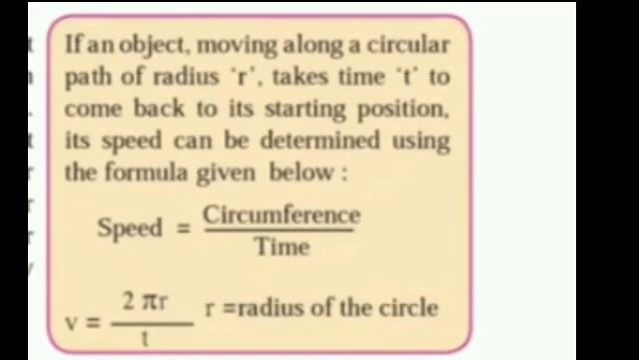If an object moving along a circular path of radius r takes time t to come back to its starting position, its speed can be determined using the formula given below. Speed is equal to circumference divided by time. Speed is v, circumference is 2 pi r and time is t. Therefore, v is equal to 2 pi r upon t.